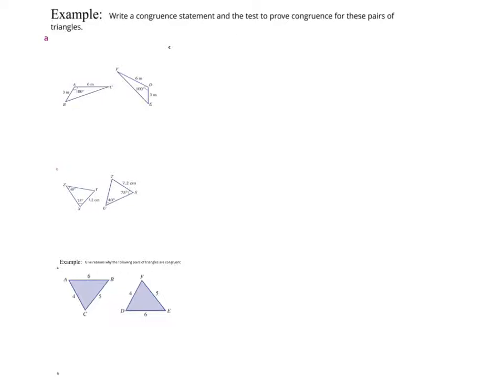So in this example, we're asked to write a congruent statement and then give the test which proves the congruence. So what we can actually see here, hopefully in triangle 1, if I start with the first triangle, and you can see that the 100 degrees is on angle A, so triangle ABC is congruent to triangle.